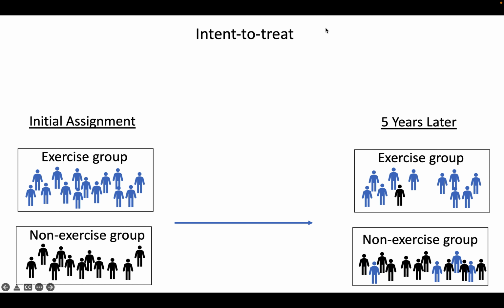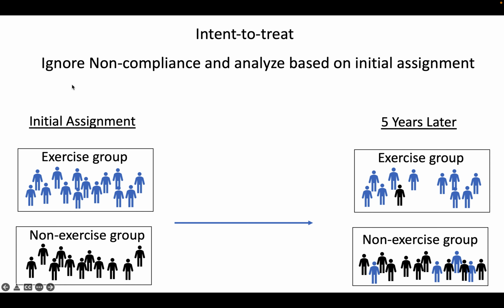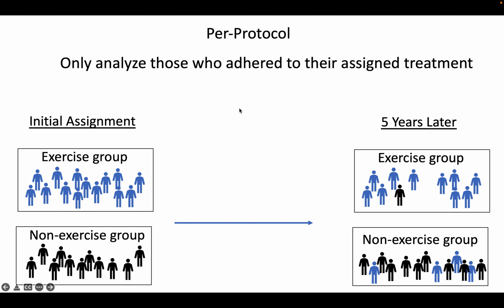Intent to treat is the gold standard, and with intent to treat, you basically ignore that non-compliance occurred. So these 4 people that are now in the non-exercise group, we just pretend that they were always in the exercise group and that didn't happen. And same with that 1 person who switched to the exercise group. This seems counterintuitive that that's the gold standard, but basically it preserves the intent of randomization, and that'll become clear when I talk about the other option, which is per protocol.